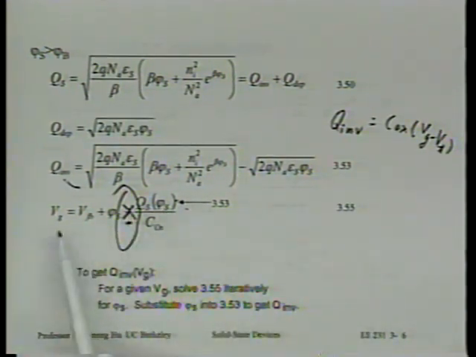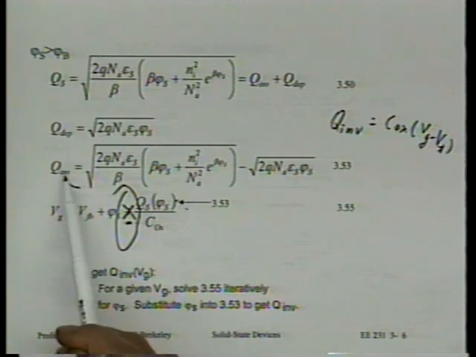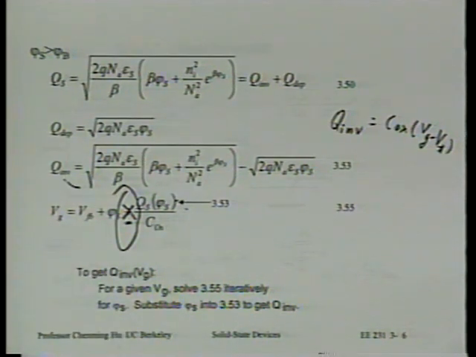But we can iteratively solve for phi s for every given VG. Once that phi s is found, then we put it into this to find Q inversion. Now we know Q inversion for that given VG. See, this involves iterative solution. Okay, all right. Jane, please.